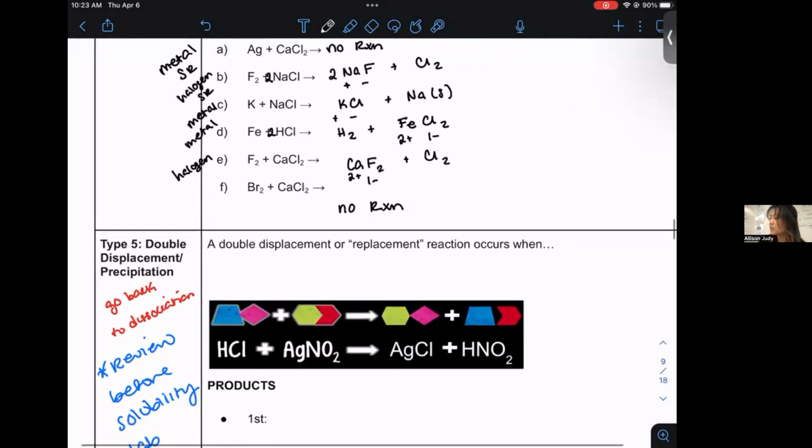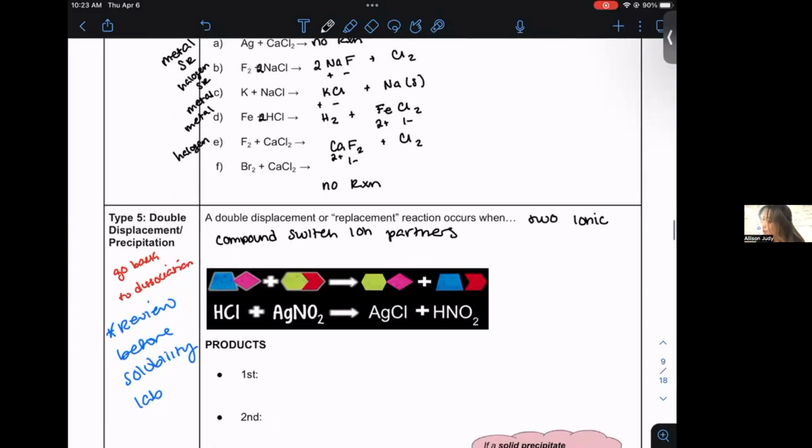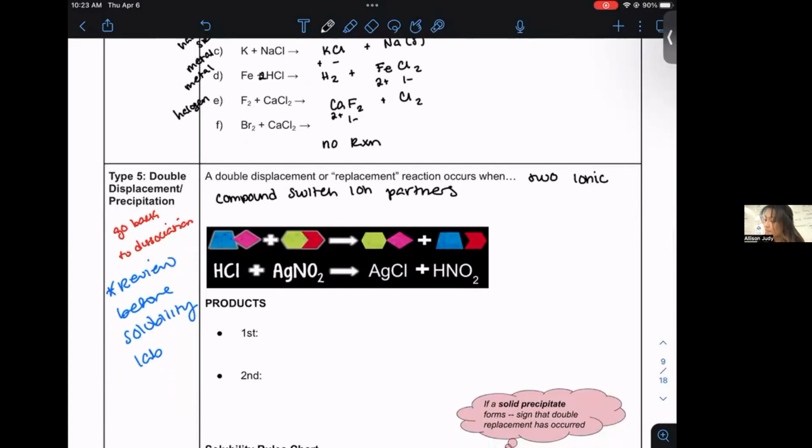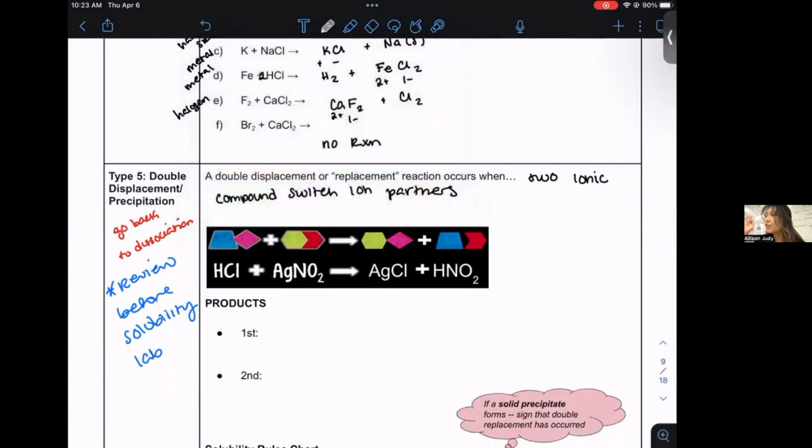So double displacement reactions occur when two ionic compounds switch ion partners. So, for example, and you're going to do a lab on this and see this in a little bit, what I'm talking about. It's very theoretical right now. For example, what we see here is the H switches with the Ag, the two cations switch.